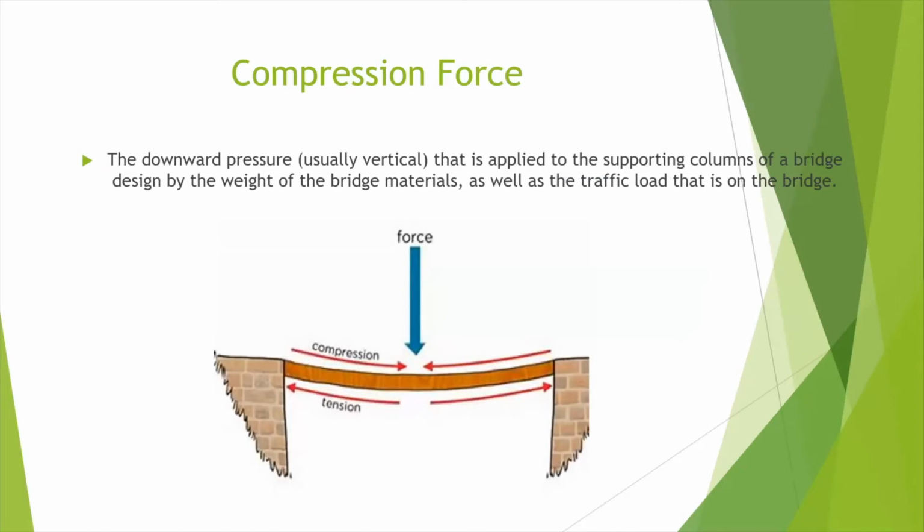And then we look at compression force. So the downward pressure, which is usually vertical, is applied to the supporting columns of a bridge. So when you look at compression, compression is the force that squeezes materials together. And then tension is the one that pulls the materials apart, okay? So you can see the arrows on the diagram there. The compression is pushing it together, and then the tension is pulling it apart. And you've got this pushing and pulling going on.